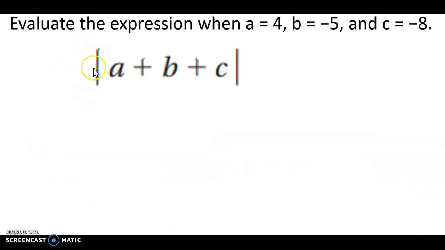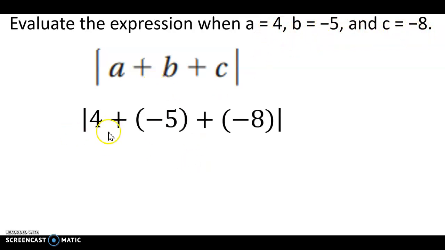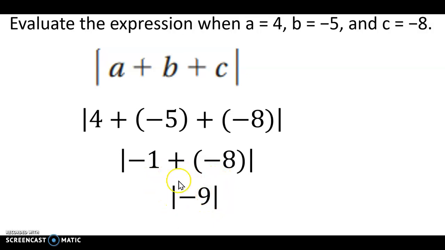All right, these lines, if you remember, those are absolute value symbols. So we're going to plug these numbers in for A, B, and C into the problem. So we have 4 plus negative 5 plus negative 8. That's what A, B, and C are. Now, I just went left to right. So I did 4 plus negative 5 is negative 1. And then negative 1 plus negative 8 is negative 9. Then I have to do the absolute value, and I end up with 9. Other ways you could do it, you could add the two negatives and then subtract 4. You would still end up with 9.